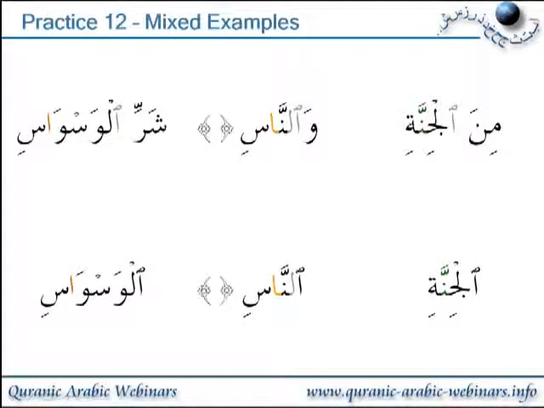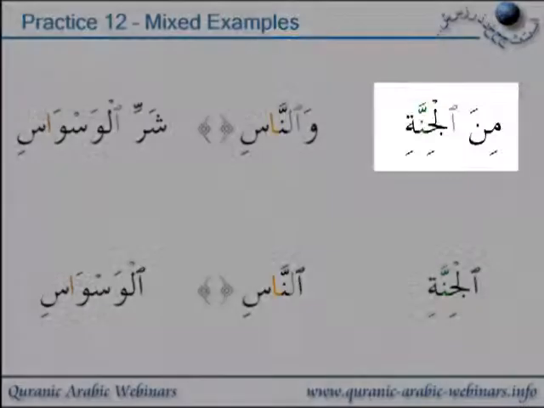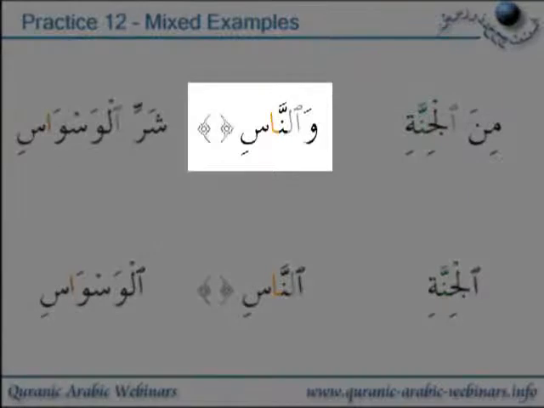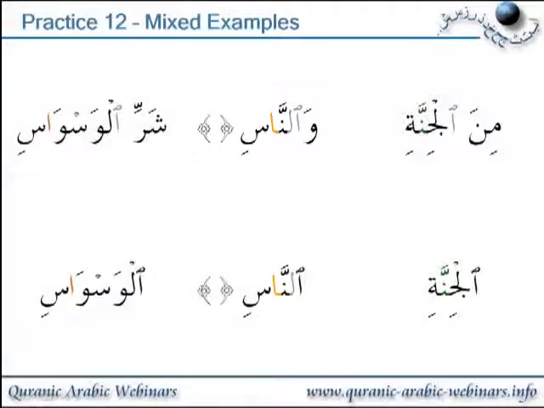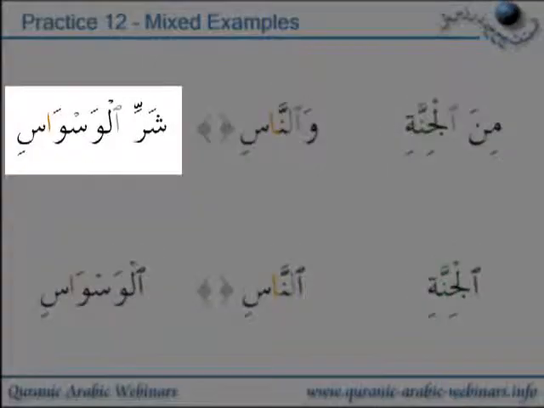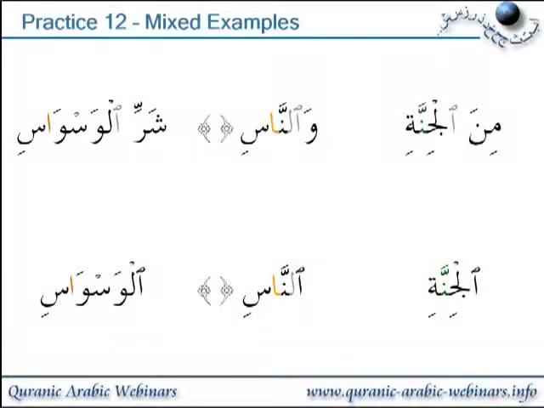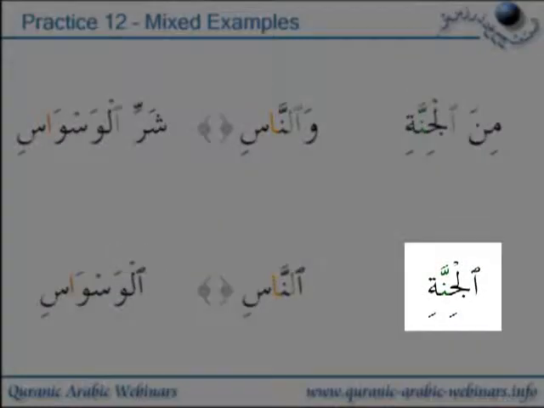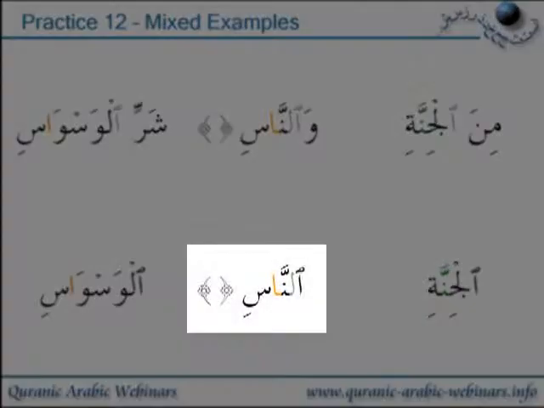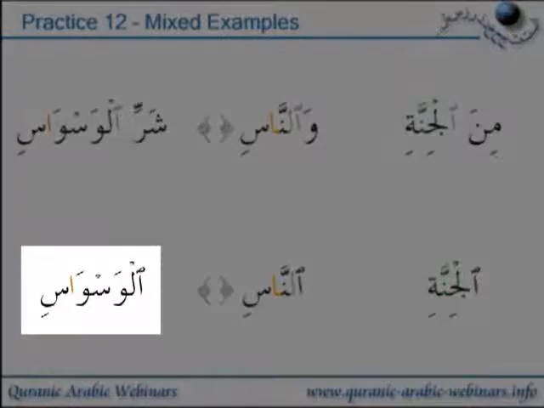Now we're going to do some mixed examples of all of the things we've just practiced. من الجنة، والناس، شر الوسواس، الجنة، الناس، الوسواس.